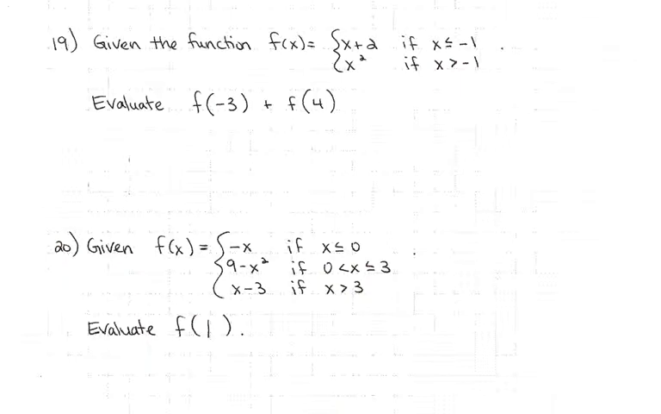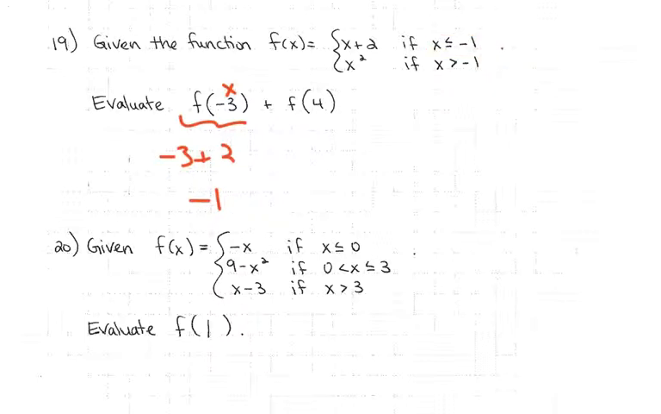Number 19 says, given the function f of x is equal to x plus 2 if x is less than or equal to negative 1, and x squared if x is greater than negative 1, evaluate f of negative 3 plus f of 4. So we have to determine which function this gets plugged into. Since x is negative 3 and that's my input, which function can I plug negative 3 into? Well, it's this one, so I can plug it into the first one. So the first equation, x plus 2, is going to be negative 3 plus 2, which is negative 1.